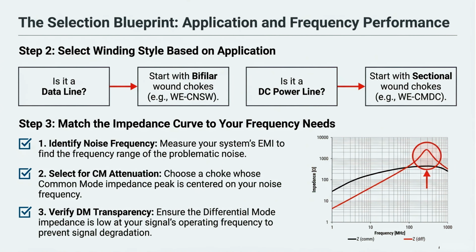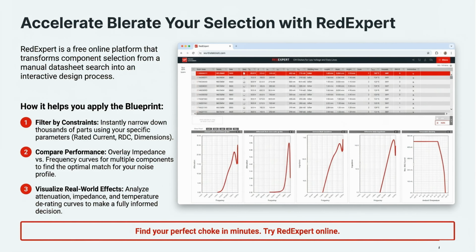Step 3 involves matching the impedance curve by identifying the noise frequency and ensuring common mode attenuation while verifying differential mode transparency. You can accelerate your selection using RedExpert, an online platform. It helps you filter by constraints, compare the performance of multiple components, and visualize real-world effects like temperature derating.